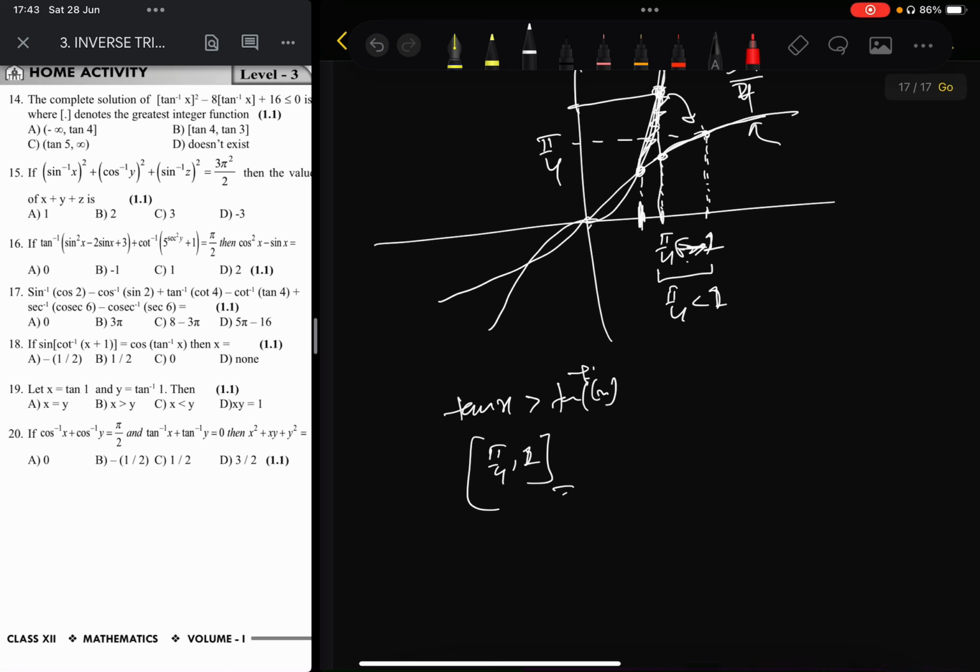Both are increasing functions, as you can see here. This is tan pi by 4, so tan inverse x is greater than tan inverse y. So this was pi by 4, this was 1, right? So here pi by 4 is less than 1, so that means x is less than this. Suppose y is here, x is less than y. Third option, okay.